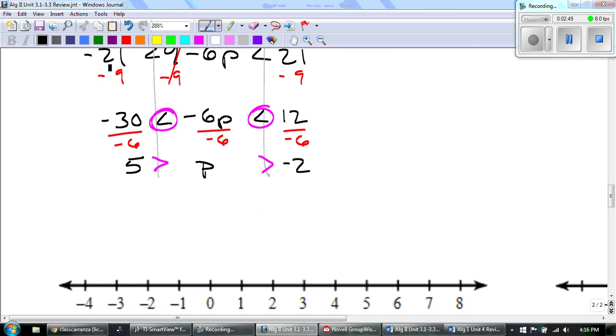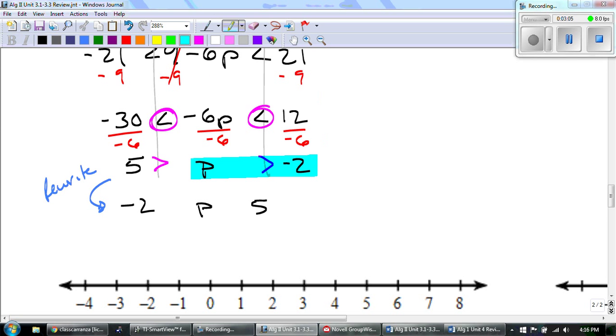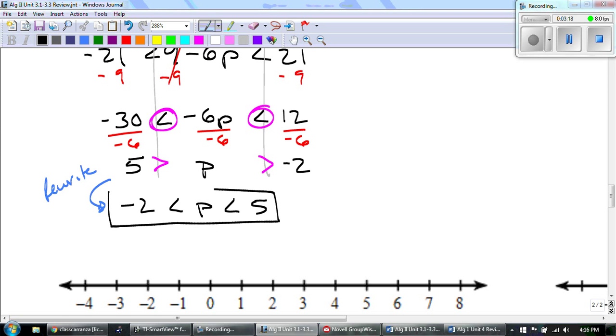Now, the only problem with that is they are not written correctly. So we have to rewrite negative 2, p, and 5. Between the p and the negative 2, the inequality is pointing at negative 2. And between the 5 and the p, the inequality is pointing at the p. So that's going to help me graph.